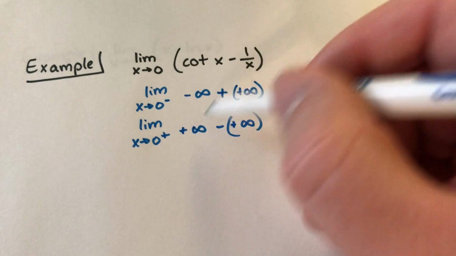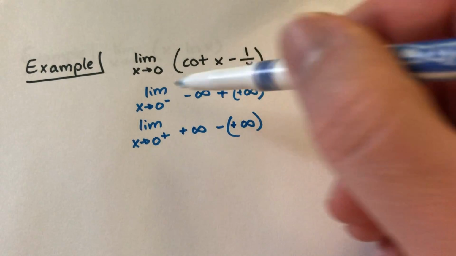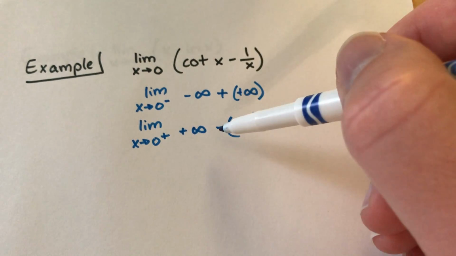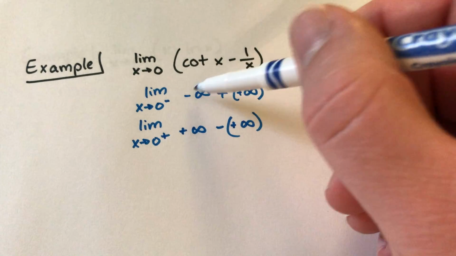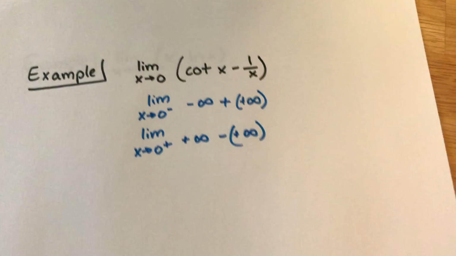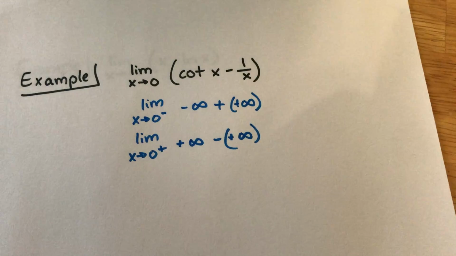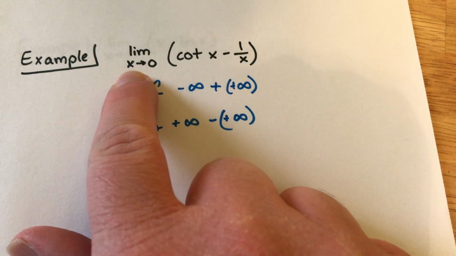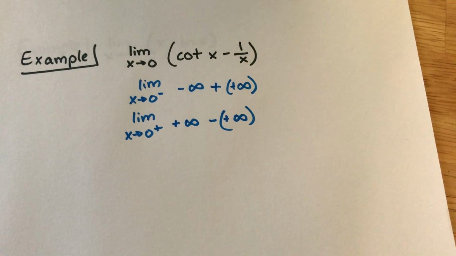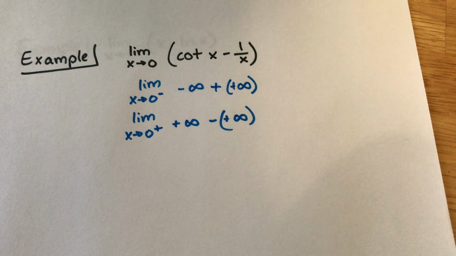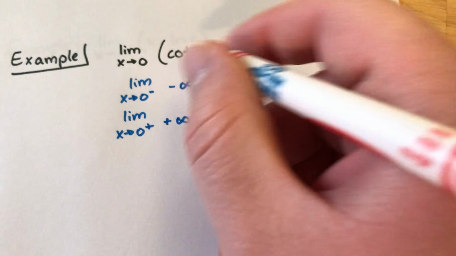I think that's kind of interesting about this problem, again, is they switch. Depending on whether you're on the left side or on the right side, they switch signs, but it's still infinity and infinity that are opposites of each other. So let's go ahead and, again, try to apply L'Hopital's rule to this. What I want to do is write this, cotangent x minus 1 over x, as a quotient, as a fraction.